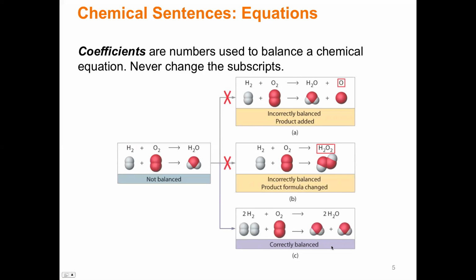So this is the one that's correctly balanced, all right? And these numbers that we put in the front are called coefficients. And they're telling you exactly how many of each of these molecules we're using, the correct stoichiometry, all right?